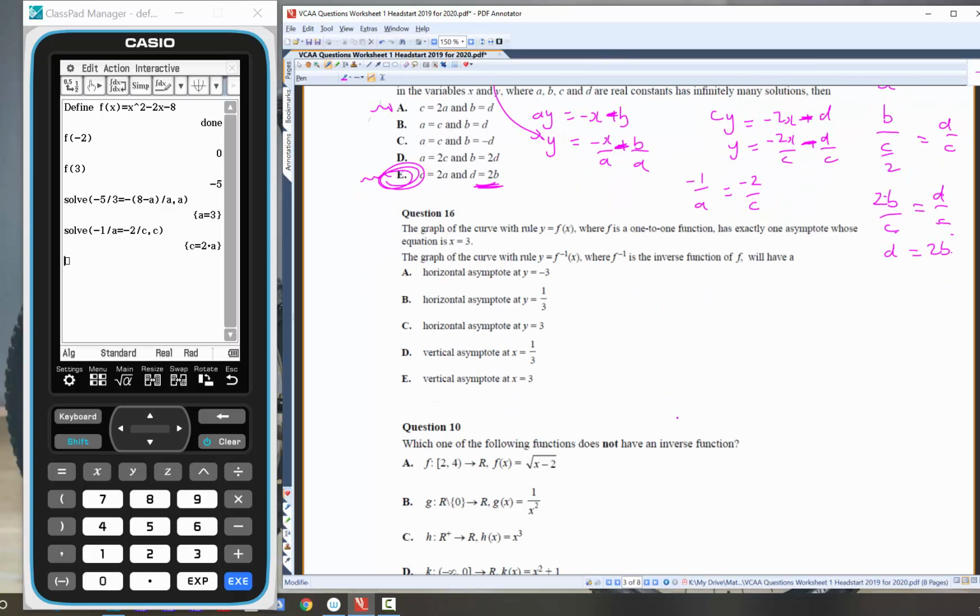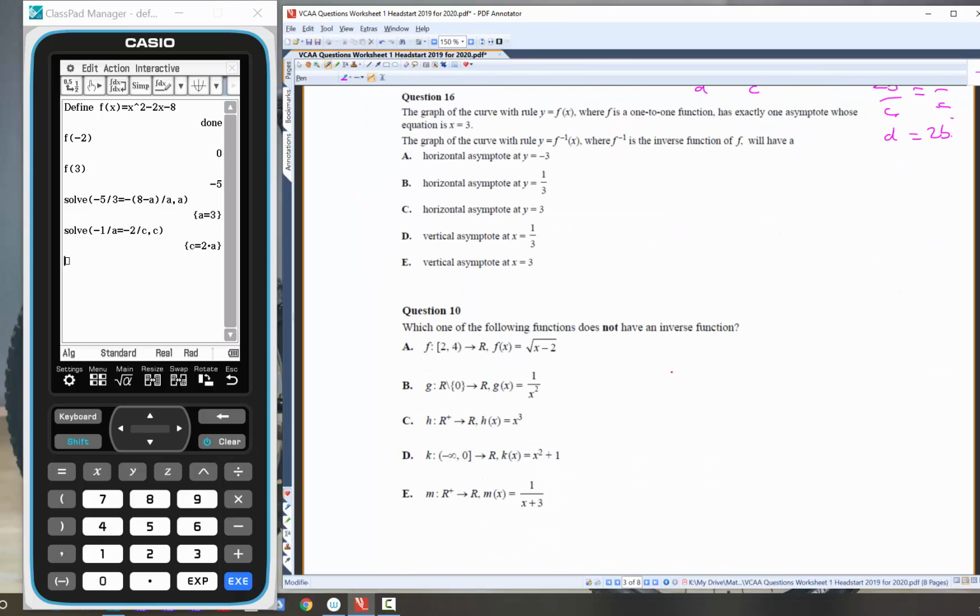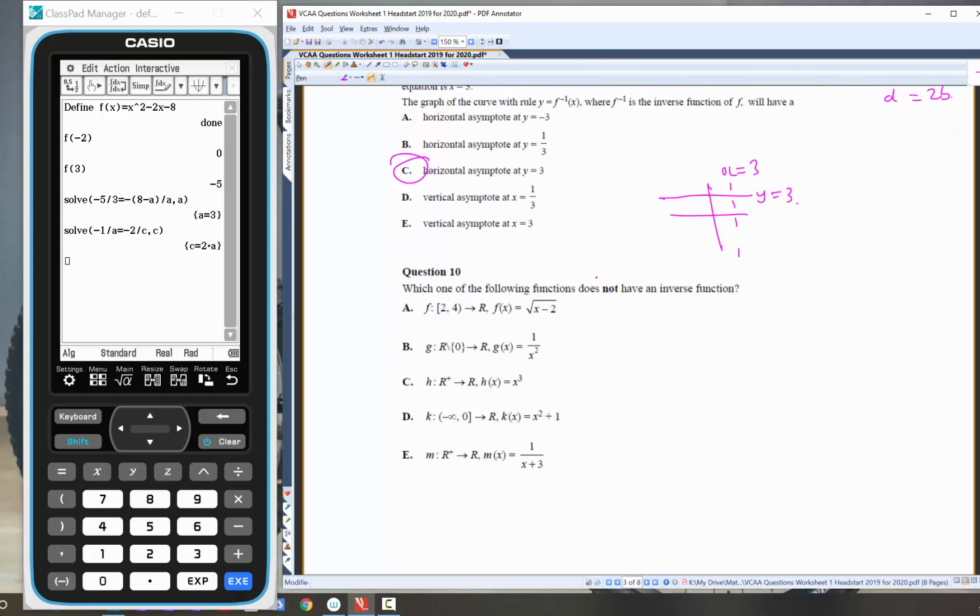Pretty tricky stuff. All right. Graph of the curve y equals f of x is 1 to 1 has exactly one asymptote whose equation is x equals 3. So there it is there. Graph of the curve with that will have an asymptote. So what's going to happen is the asymptote will become y equals 3. So it's going to have a horizontal asymptote at y equals 3. Wow, that's question 16. It's supposed to be hard.